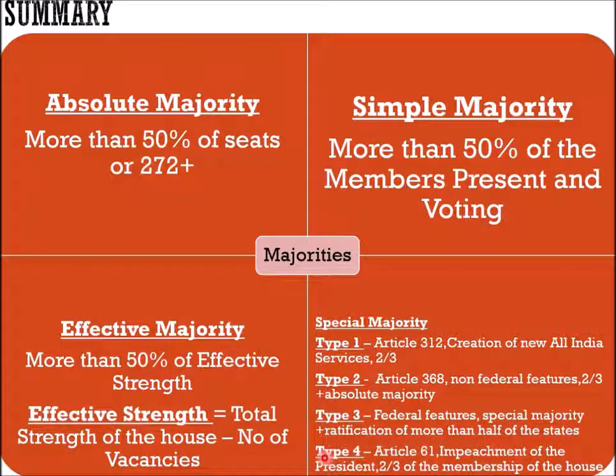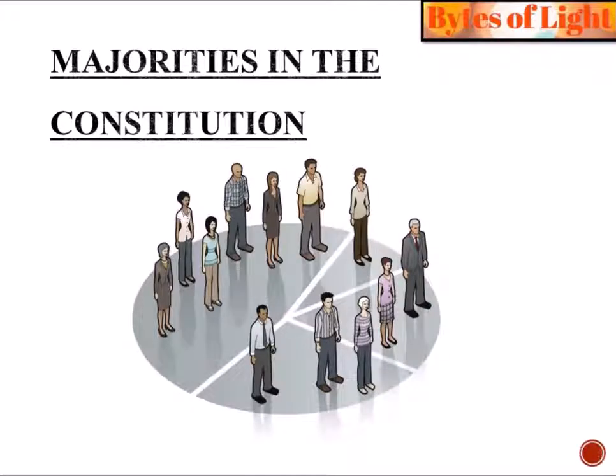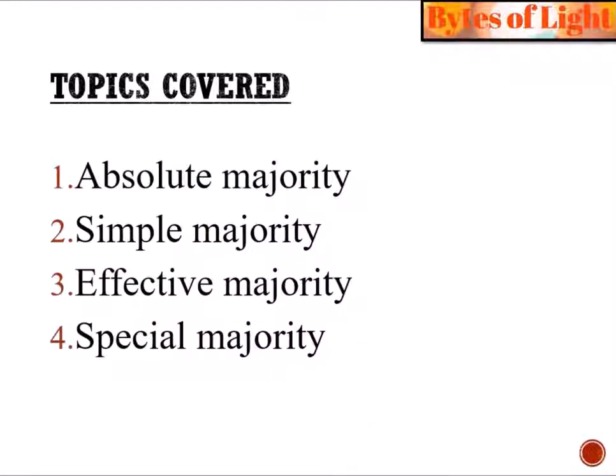Coming to the last type, that is type 4, which deals with Article 61, which deals with the impeachment of the president, and it requires 2/3 of the membership of the house, and this is the toughest majority to get. So that was about the summary of this video lecture. In this video we have learned about the majorities in the constitution. The topics covered were absolute majority, simple majority, effective majority and special majority.